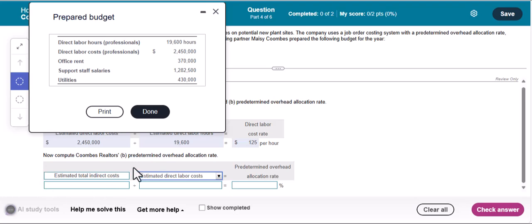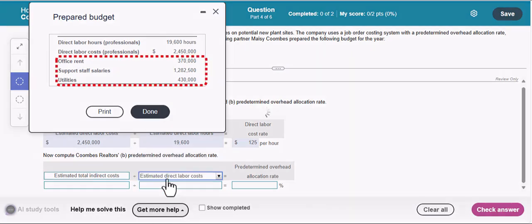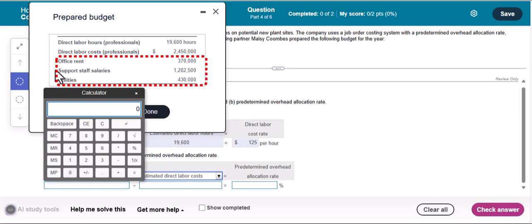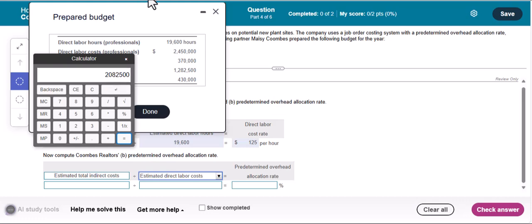So let's first get our estimated total indirect costs. Let's pop open our calculator because we're going to need to add this office rent, support staff salaries, and utilities together. So 370,000 for the office rent, then those support staff salaries, that is the 1.2825 million, and then we add the utilities for that 430,000, and that is going to give us a total of 2.0825 million. So we can go ahead and enter that in. Use the handy enter key to do that.